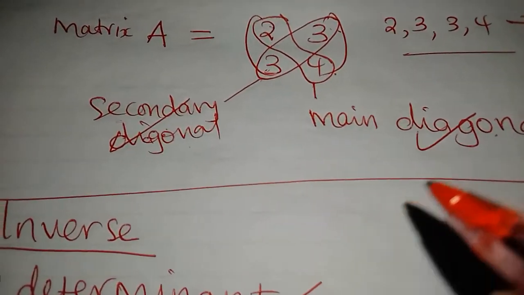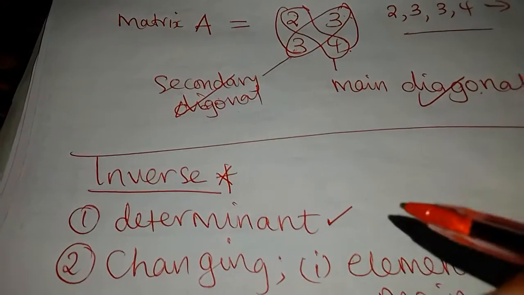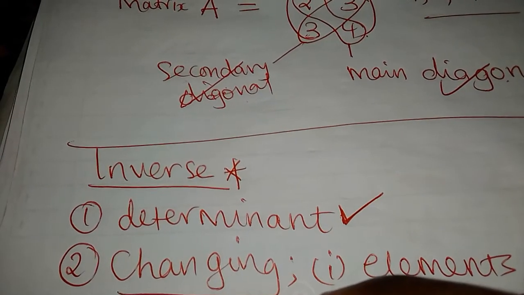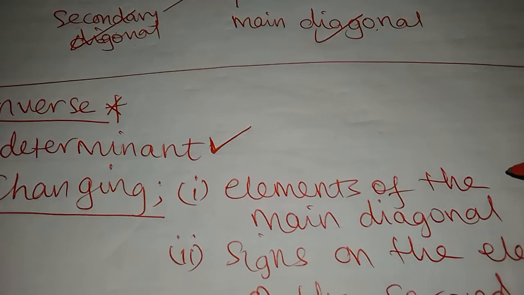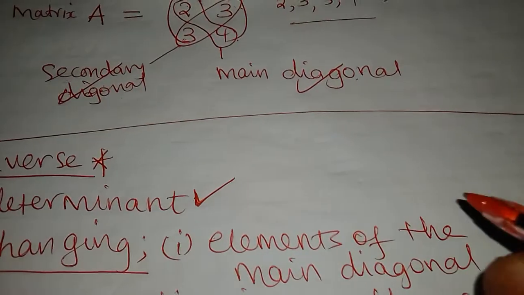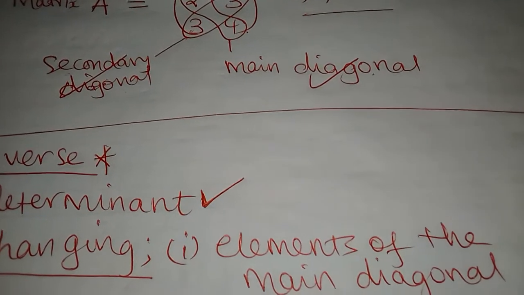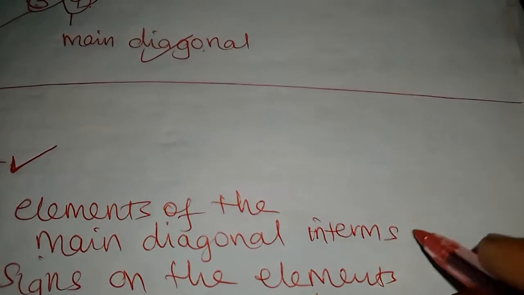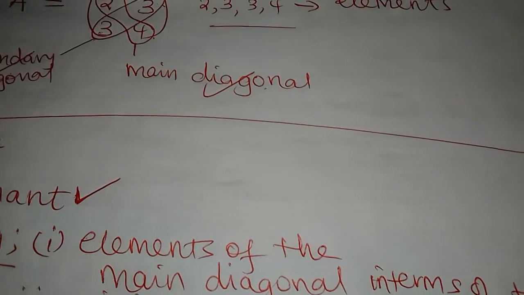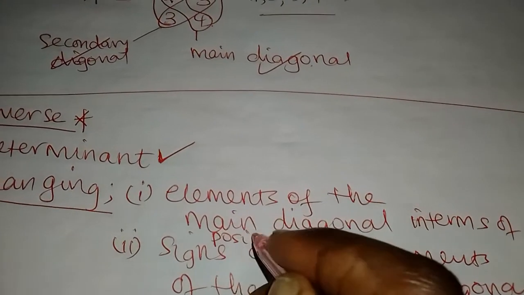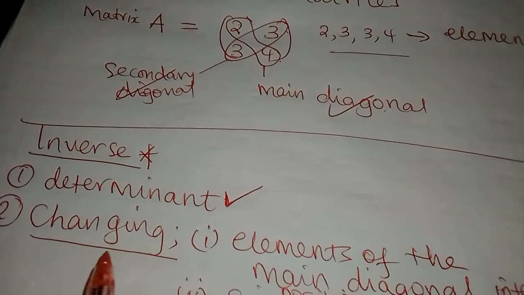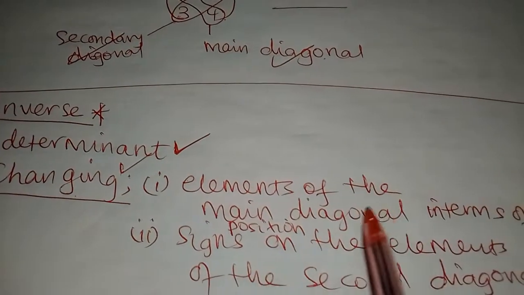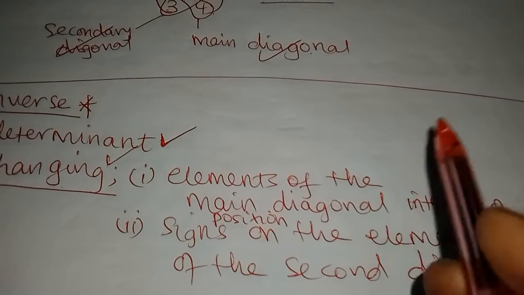So I've said step number 1 in getting the inverse of a matrix is to first get the determinant. I'll show you how to get the determinant. Number 2, you do some changes, the changing of the elements of the main diagonal in terms of their position. So as far as the changing aspect is concerned, you change the elements of the main diagonal in terms of their position. So you do what you call interchanging.